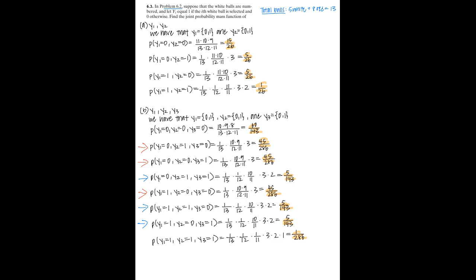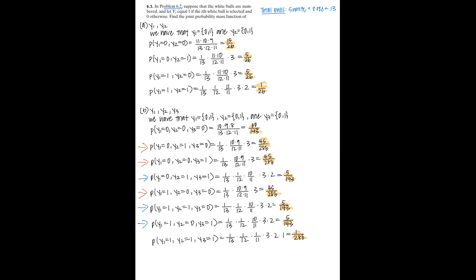And then when y1 is 0, y2 is 1, y3 is 0, you get 1/3 times 10 times 9 divided by 12 times 11 times 3, which is 45 divided by 286. And that is the same for when y1 is 0, y2 is 0, and y3 is 1, as well as when y1 is 1, y2 is 0, and y3 is 0.